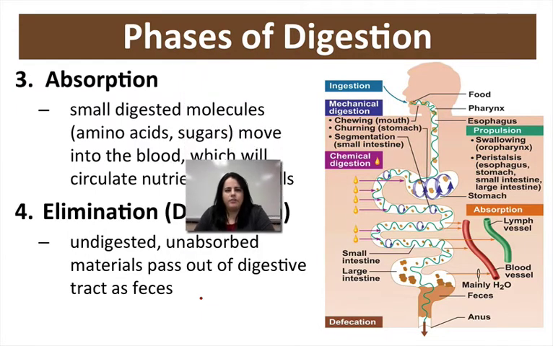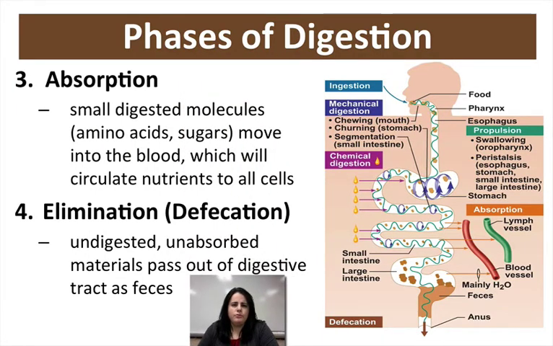The next phase is absorption. This is when those molecules from the food are small enough that they can be absorbed directly into the bloodstream by diffusion and osmosis, and then circulated to all the cells in your body to give them the nutrition that they need. Those macromolecules need to be broken down into those monomers.